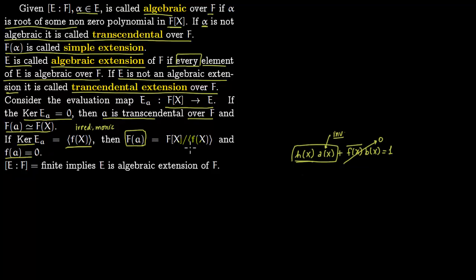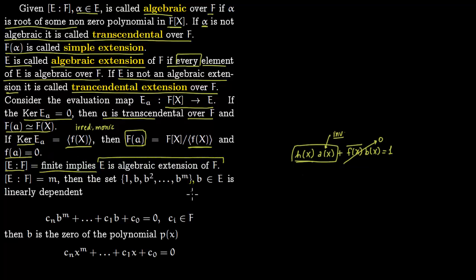But you can also see you're modulo-ing out by a maximal ideal. Now if this field extension is finite, this would imply that E is an algebraic extension of F. Say the degree of E over F is m, then the set 1, B, B squared, all the way to B^m, has m plus 1 elements, with B lying in E. Obviously this has to be linearly dependent because the extension degree is m and you have m plus 1 elements. So you find some c_i lying in the base field F so that this sum is 0.